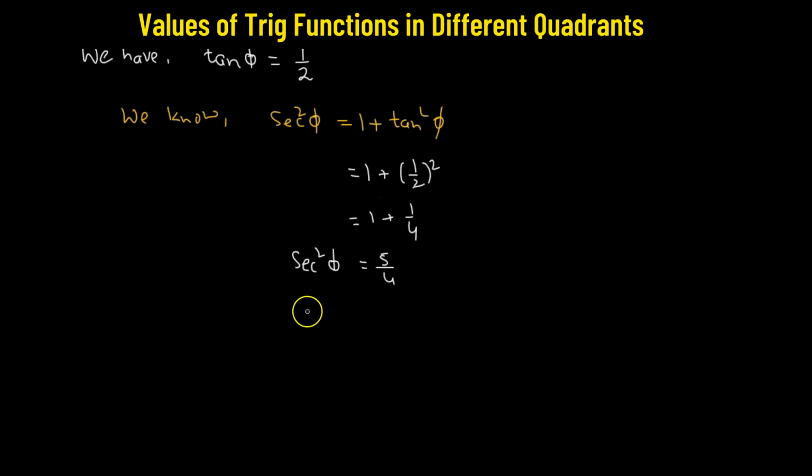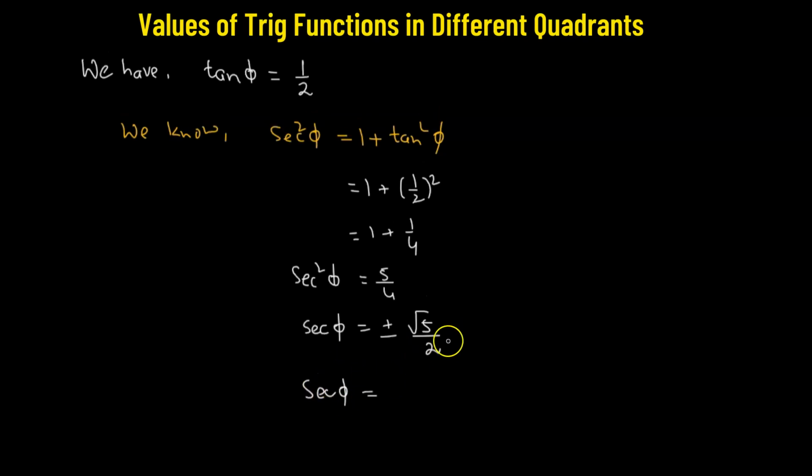So we'll take the square root on both sides, which is going to give us secant of phi equal to plus or minus square root of 5 divided by 2. Now we have two values of secant of phi. One is positive square root of 5 over 2. The other one is negative square root of 5 over 2. But we'll have to consider only one value. So is it a positive value or a negative value?